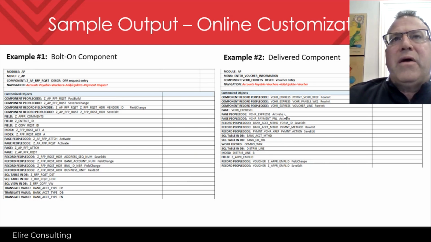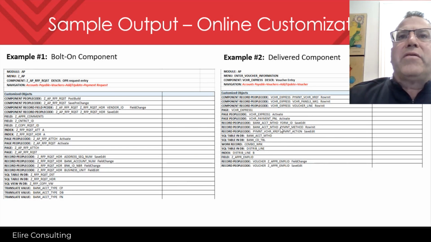On the right side, we have an example of a delivered customization. This is a delivered component, which happens to be the Voucher Express component. Similarly to the bolt-on, we show the navigation and the delivered customizations that were part of that customization as well.